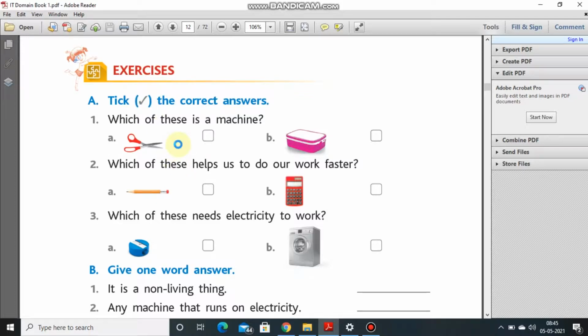Tiffin is a storage point, dear. What do you store in a tiffin? You store lunch or your eatable items in that. So tiffin is not a machine, but scissor is a machine.